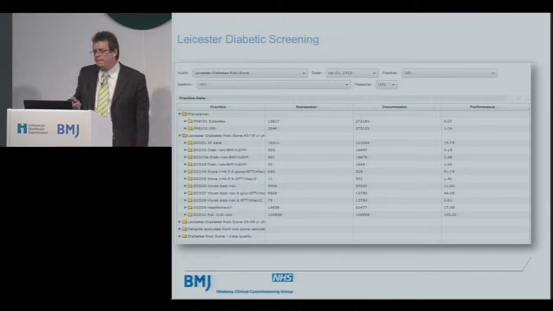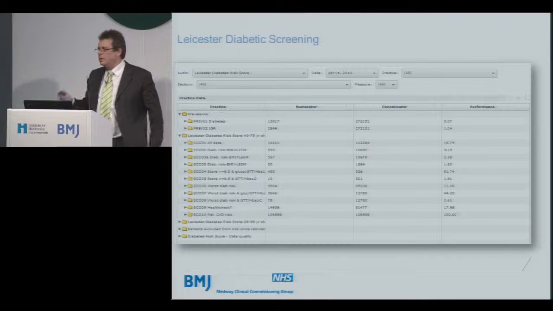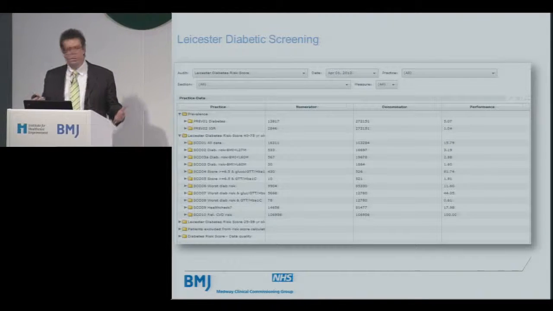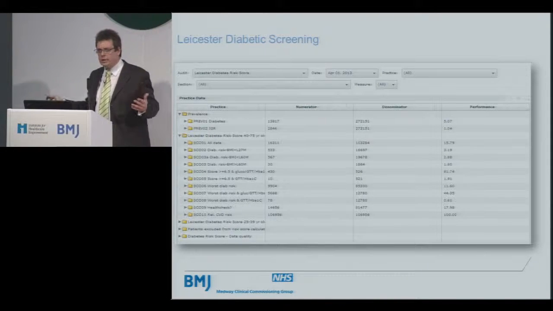Diabetes. Okay. We do a lot of work on diabetes, and again, diabetics are more likely to have strokes. Okay, we know that. Equally, we know that we haven't diagnosed all the people out there who've got diabetes.